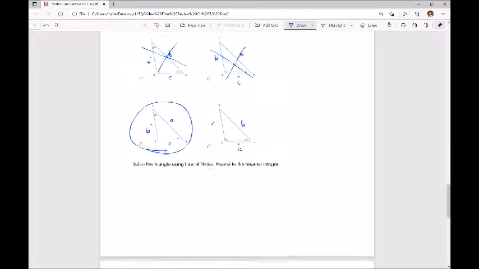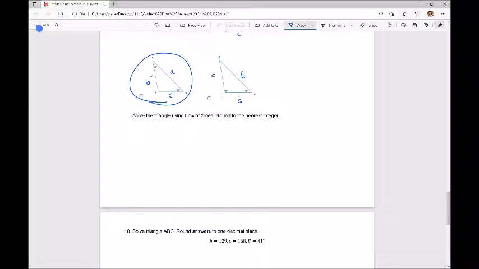Okay, now I want to solve this triangle using the law of sines. And we want to round all of our answers to the nearest integer. So we still need to find angle A, side A, and side C. So those are the 3 things that we need to find to complete all of our angles and all of our sides. So maybe first, since we already have 2 angles, let's find angle A.